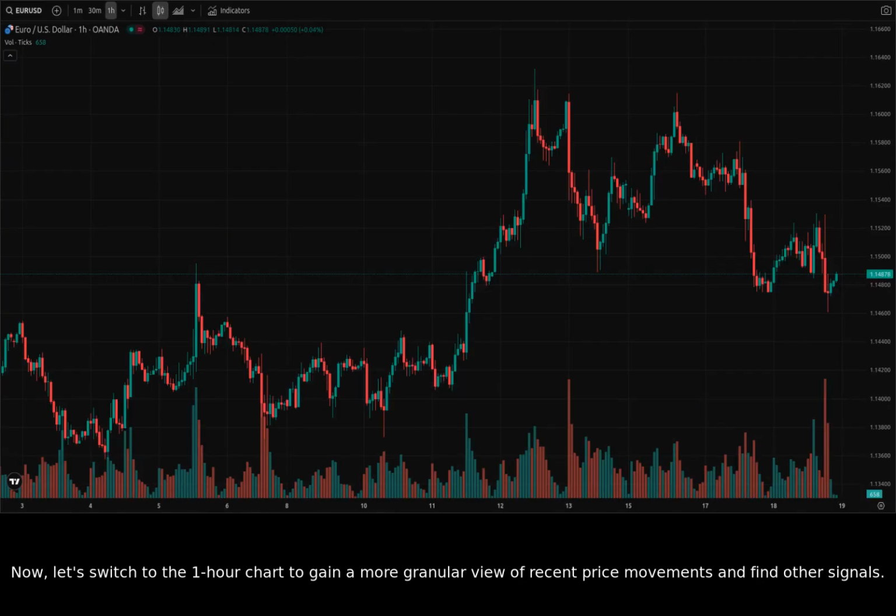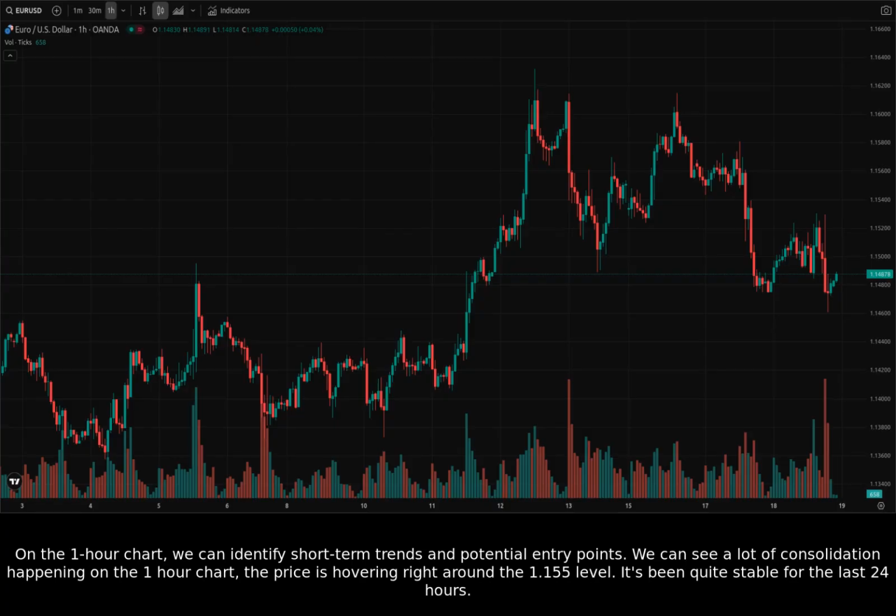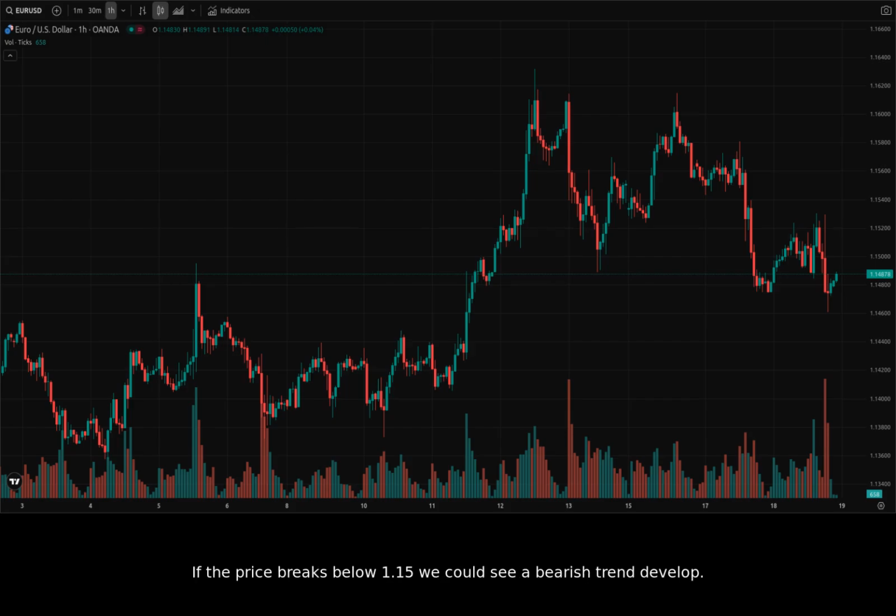Now, let's switch to the 1-hour chart to gain a more granular view of recent price movements and find other signals. On the 1-hour chart, we can identify short-term trends and potential entry points. We can see a lot of consolidation happening on the 1-hour chart. The price is hovering right around the 1.155 level. It's been quite stable for the last 24 hours. If the price breaks below 1.15, we could see a bearish trend develop.